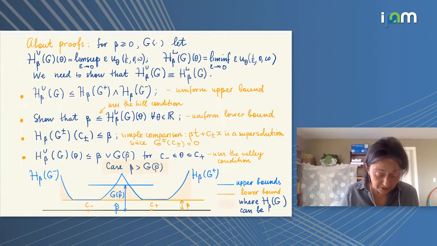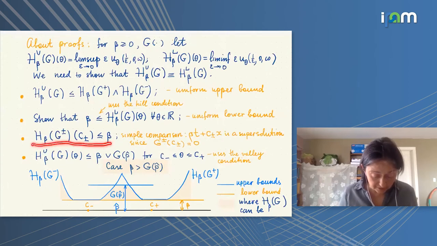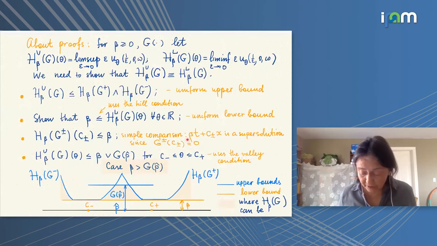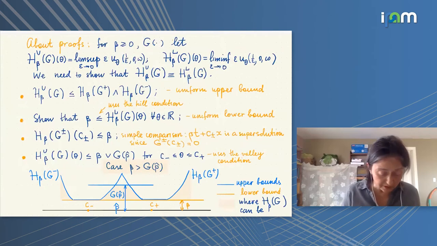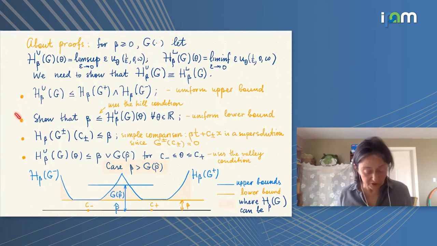The next piece is that the effective Hamiltonian at G plus and G minus is less or equal than beta at C plus and C minus. This is a simple comparison with a linear function. This is a very easy step which does not use anything. So this step uses the Hill condition.